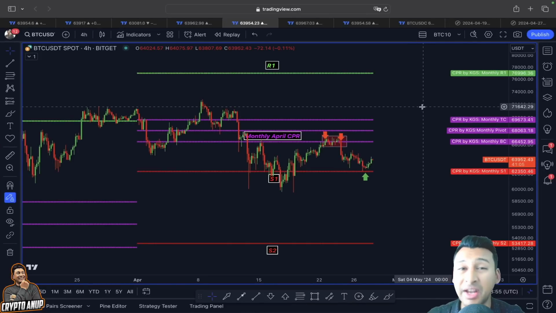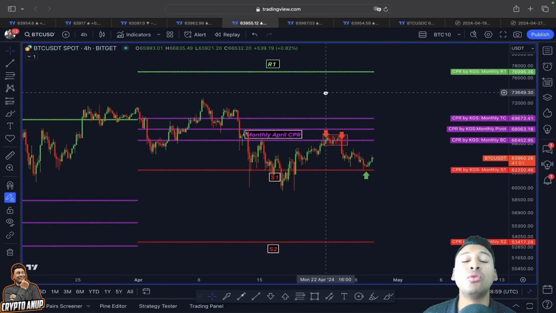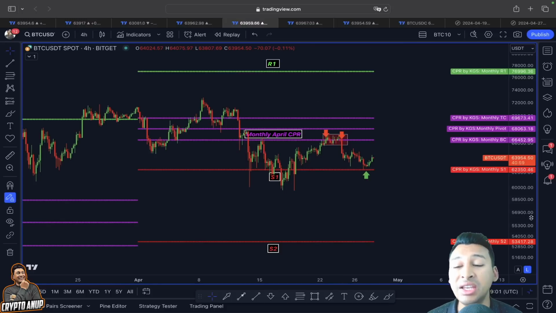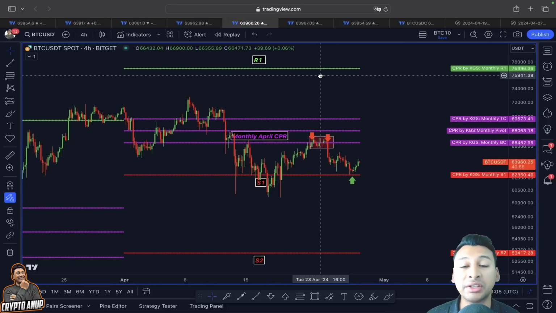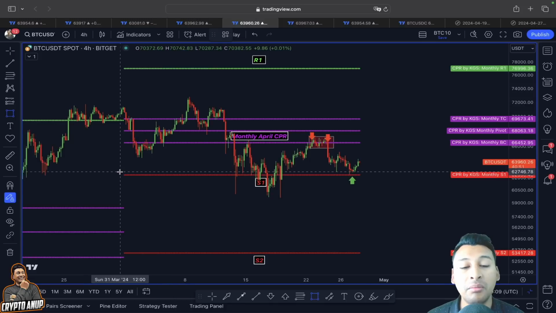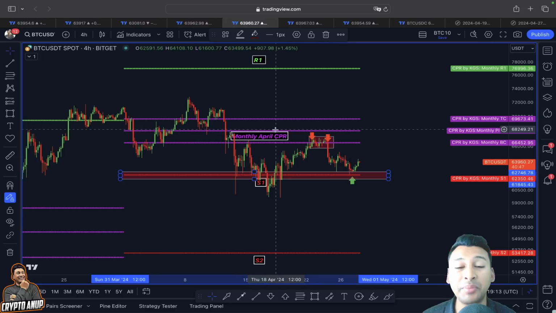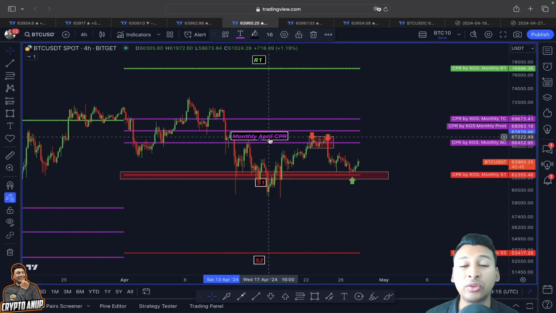I have been very clear, as long as the bigger picture support remains over 60,000, there is nothing to worry about. And even if you look at this leading indicator, CPR indicator, we bounced off after testing the support from this monthly S1 line. You can see we found support at this monthly S1 line, but what must the price of Bitcoin do until we end this month of April?